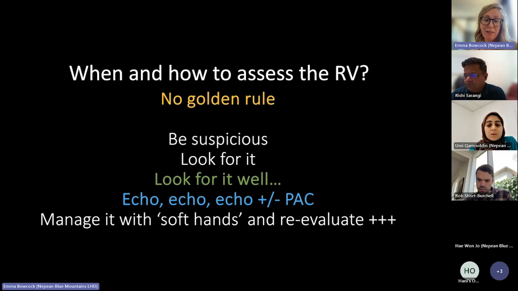told me that you need to manage the RV with soft hands, and by that he meant do one thing at a time, don't rush things, be gentle. It's a very delicate structure, and always reevaluate whenever you've given an intervention. I think that's a key thing as well. We're not always going to get it right first time, but the key thing is to look again at what the impact is, both clinically and with imaging, or with invasive hemodynamics, and see whether what you're doing is working.